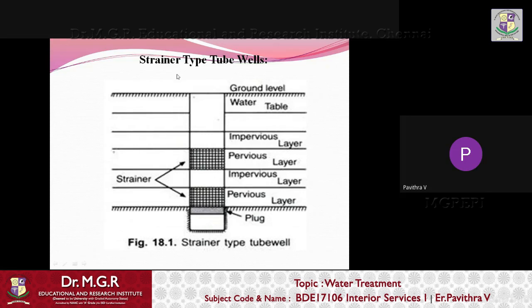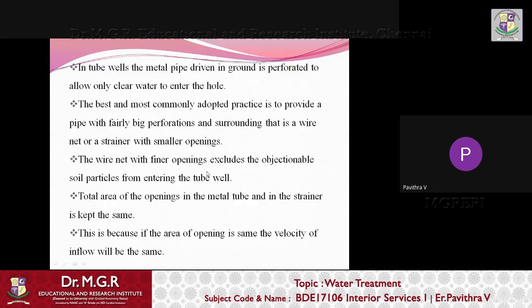So when I'm going to get the water from the strainer type tubewell system, either any one of the tubewell systems I'm going to use. Here I have explained three of them, that is the strainer type tubewell system, the cavity type tubewell system, and the slotted type. So what is the difference between these three? We will just see. In tube wells, a metal pipe driven in the ground is perforated to allow only the clear water to enter through the pipe.